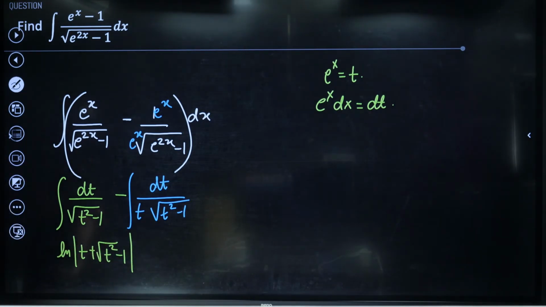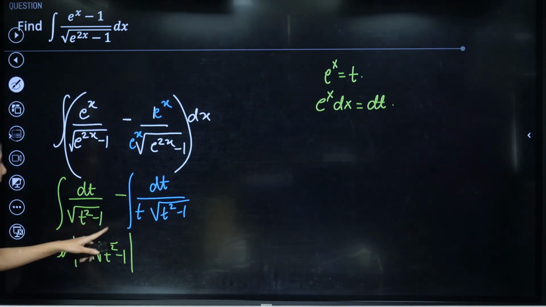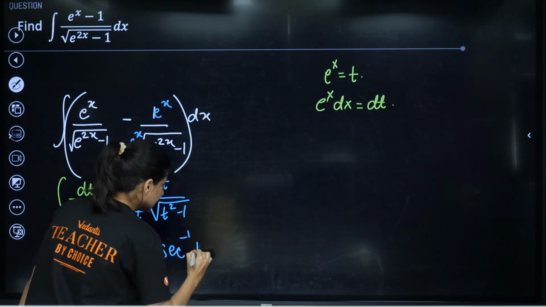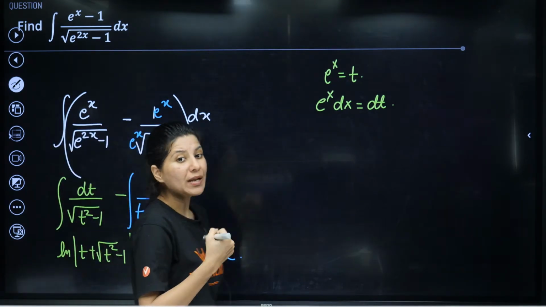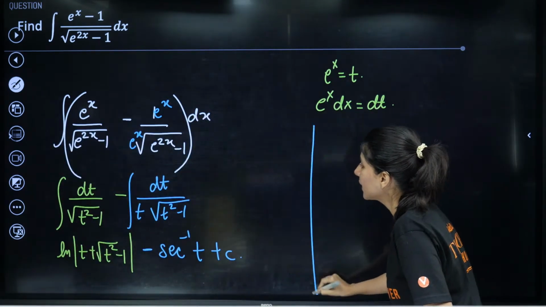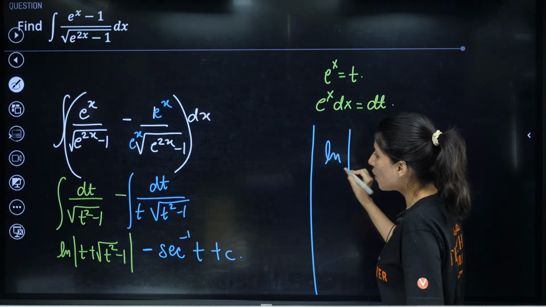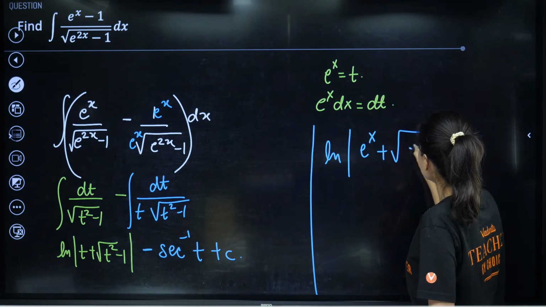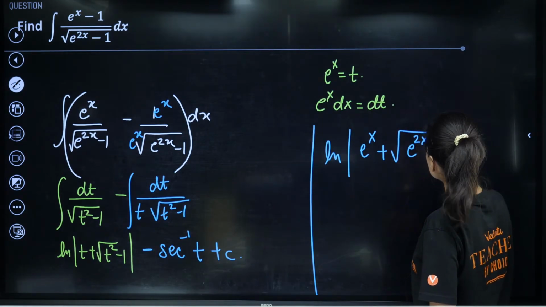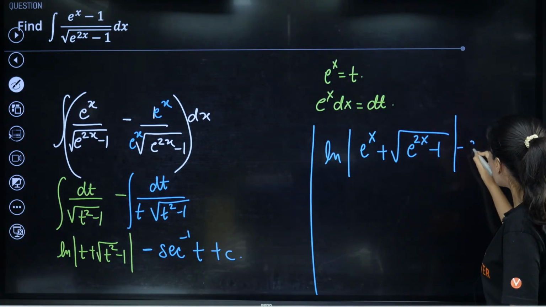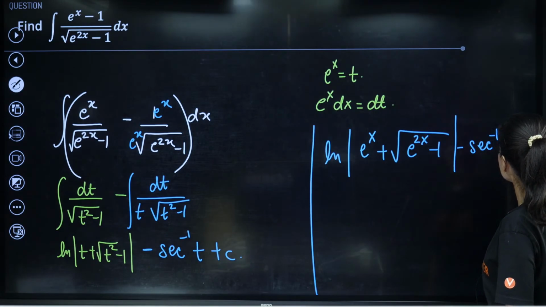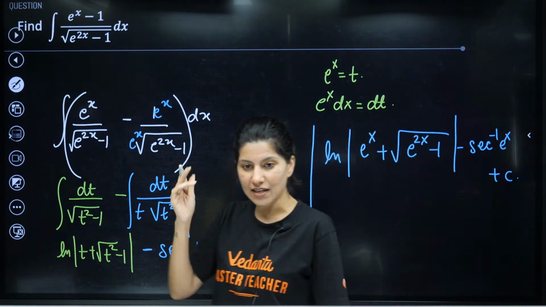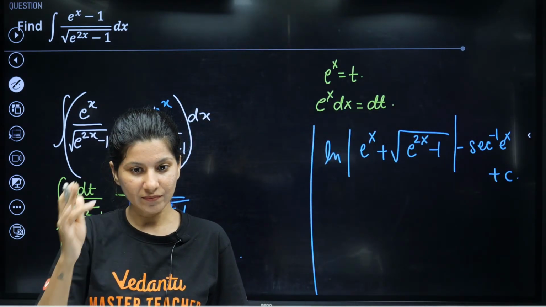This is what? Sec inverse. So minus sec inverse t plus constant. Now plug in the values. So log of mod of t, that means mod of e raised to power x plus e raised to power 2x minus 1, close mod, minus sec inverse e raised to power x plus constant. That's your final answer.